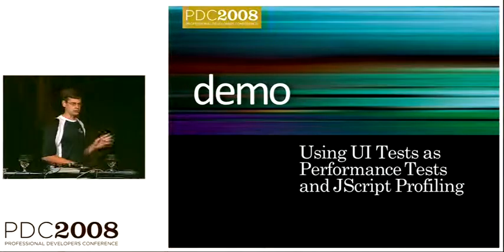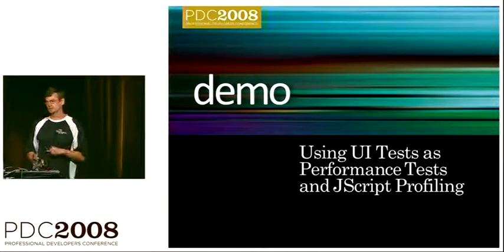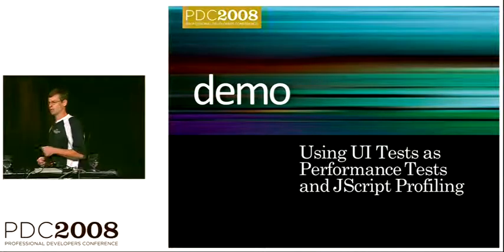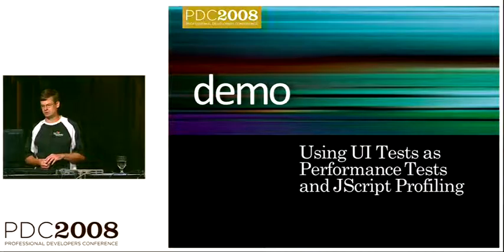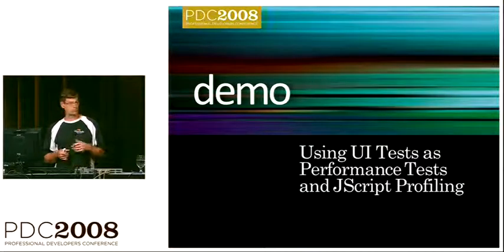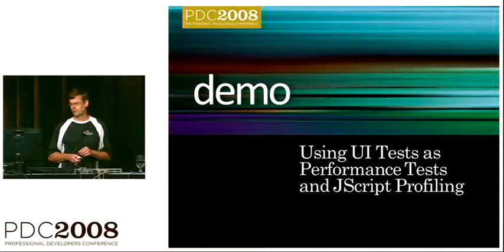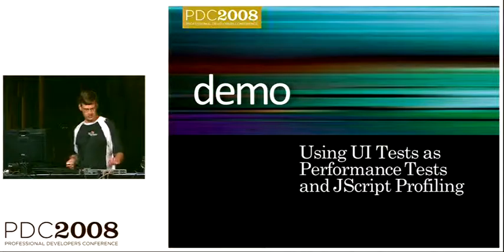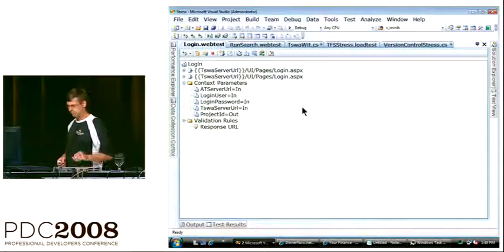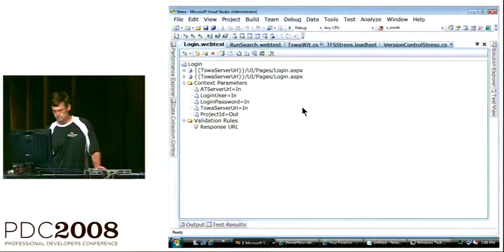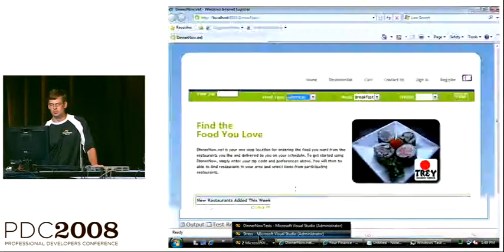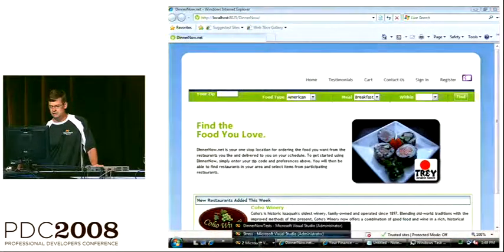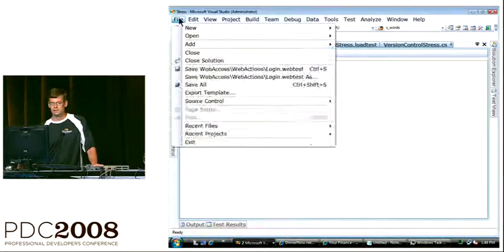OK, so I showed you how the TFS team is using unit tests and web tests as performance tests. In Dev 10, we're introducing a new test type, which is UI tests, which drive from the UI layer. I'm going to show you how you can use those as a performance test. And then we're going to show a new feature in the profiler, which is JavaScript profiling.